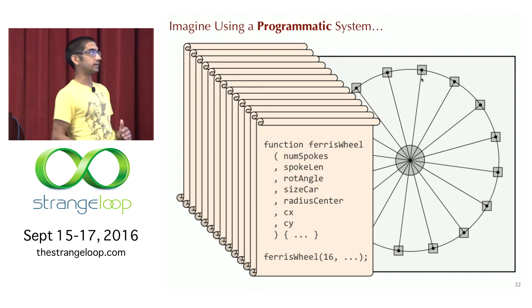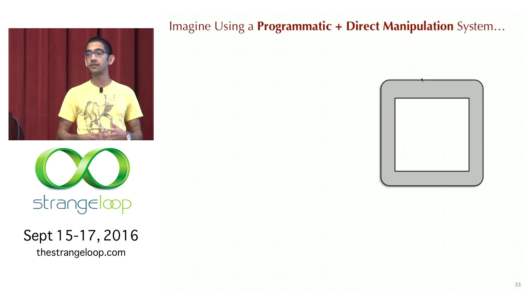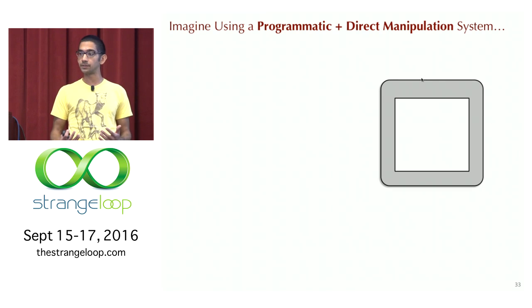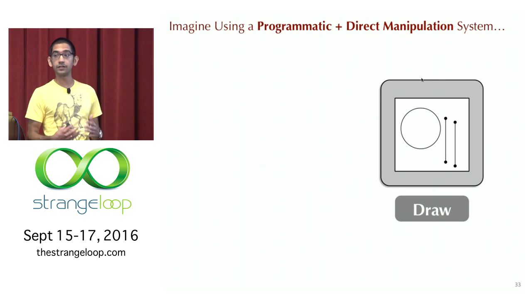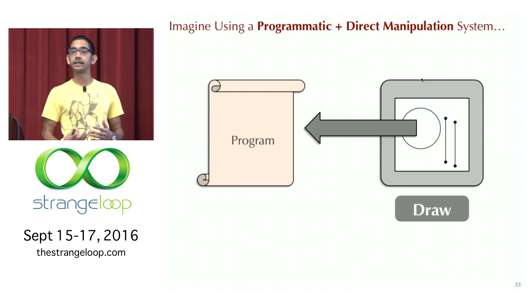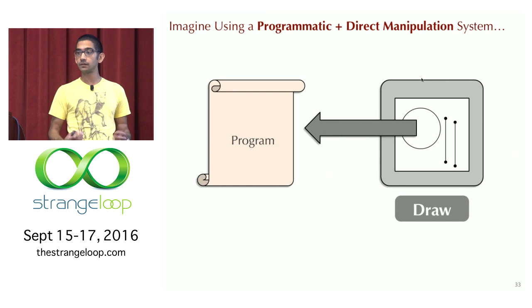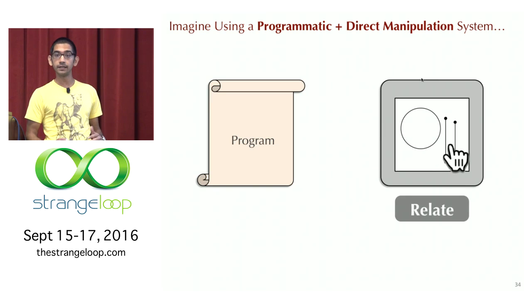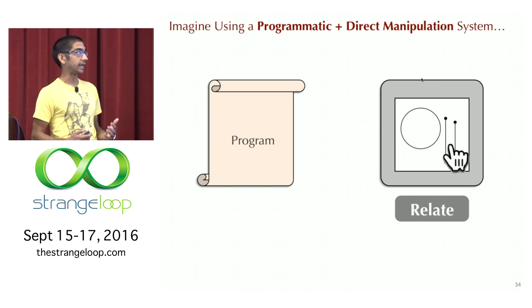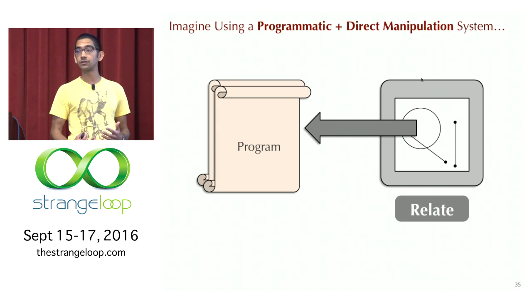So the goal is to ask whether we can combine the best of both programming and direct manipulation in the same system. We'd like to be able to start by directly drawing shapes in the canvas and have the system automatically generate a starter program for us. Then we would like to start declaring intended relationships in our output, again using direct manipulation, and have the system automatically refactor our program to match those changes.